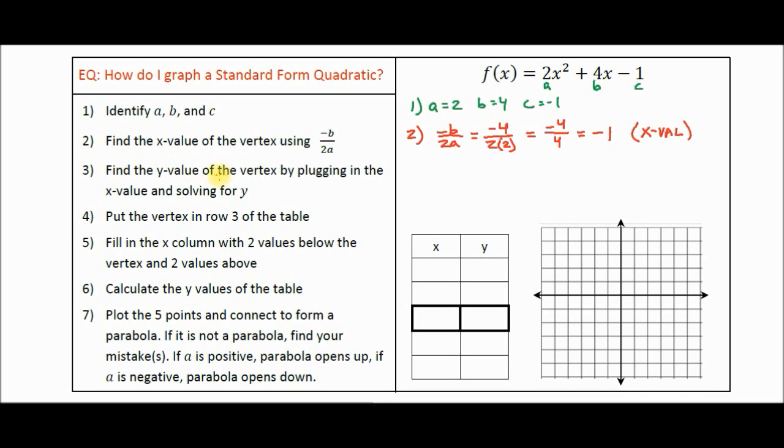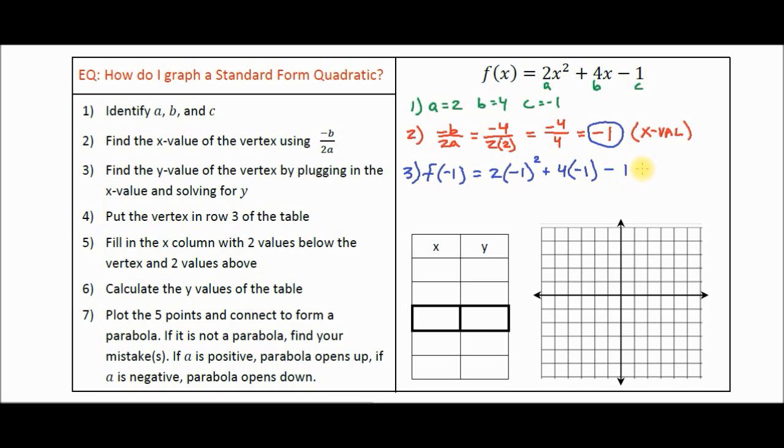Step number 3, find the y value of the vertex by plugging in the x value and solving for y. So now we're going to rewrite our function. f of negative 1, we're plugging in the x value of our vertex. This should now give us the y value. So f of negative 1 is equal to 2 times negative 1 squared, plus 4 times negative 1, minus 1. Let's go ahead and solve that.